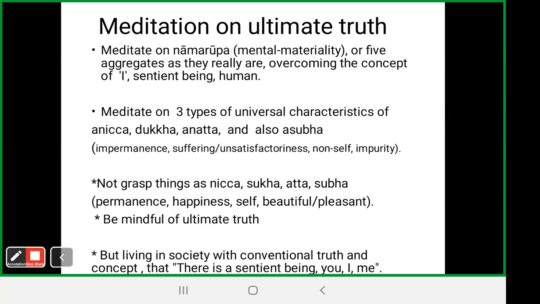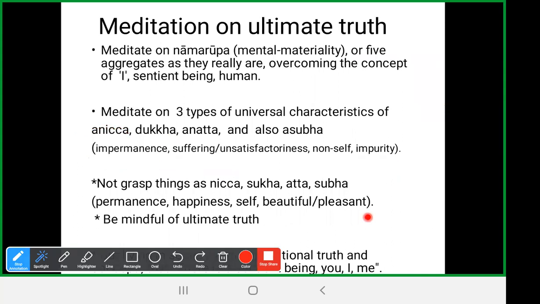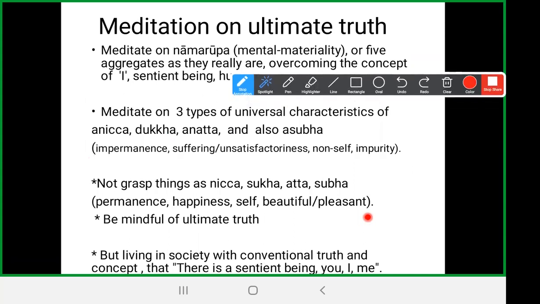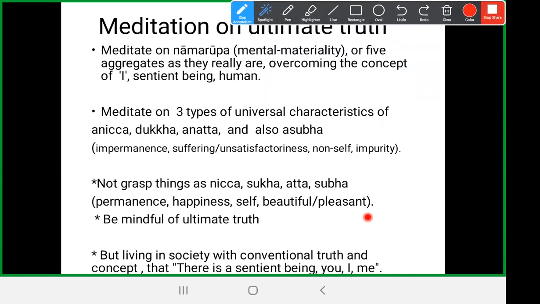All right. So now we need to think about this. Meditate on ultimate truth like the Paramattha Dhamma, right? So why do we need to meditate on ultimate truth? First, we need to meditate on nama-rupa or the 5 aggregates as they really are. The idea is we want to overcome the idea of I, sentient being, or human. Because when we take the human as a solid thing, but when we meditate, we divide it into nama-rupa. Then we can overcome the idea of I, sentient being, or human. So that's the advantage of meditating on nama-rupa.